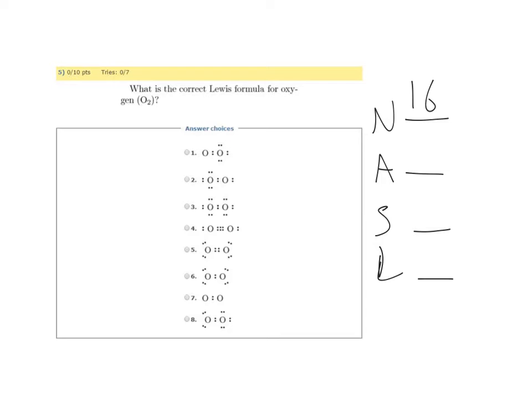We have two oxygens. Each oxygen has 6 valence electrons, so there are 12 available, which means we need to share 4, and it means we're going to have 8 left over. So 4 shared electrons means 2 bonds, and then there would be 8 lone pair electrons, so 2 pairs on each.